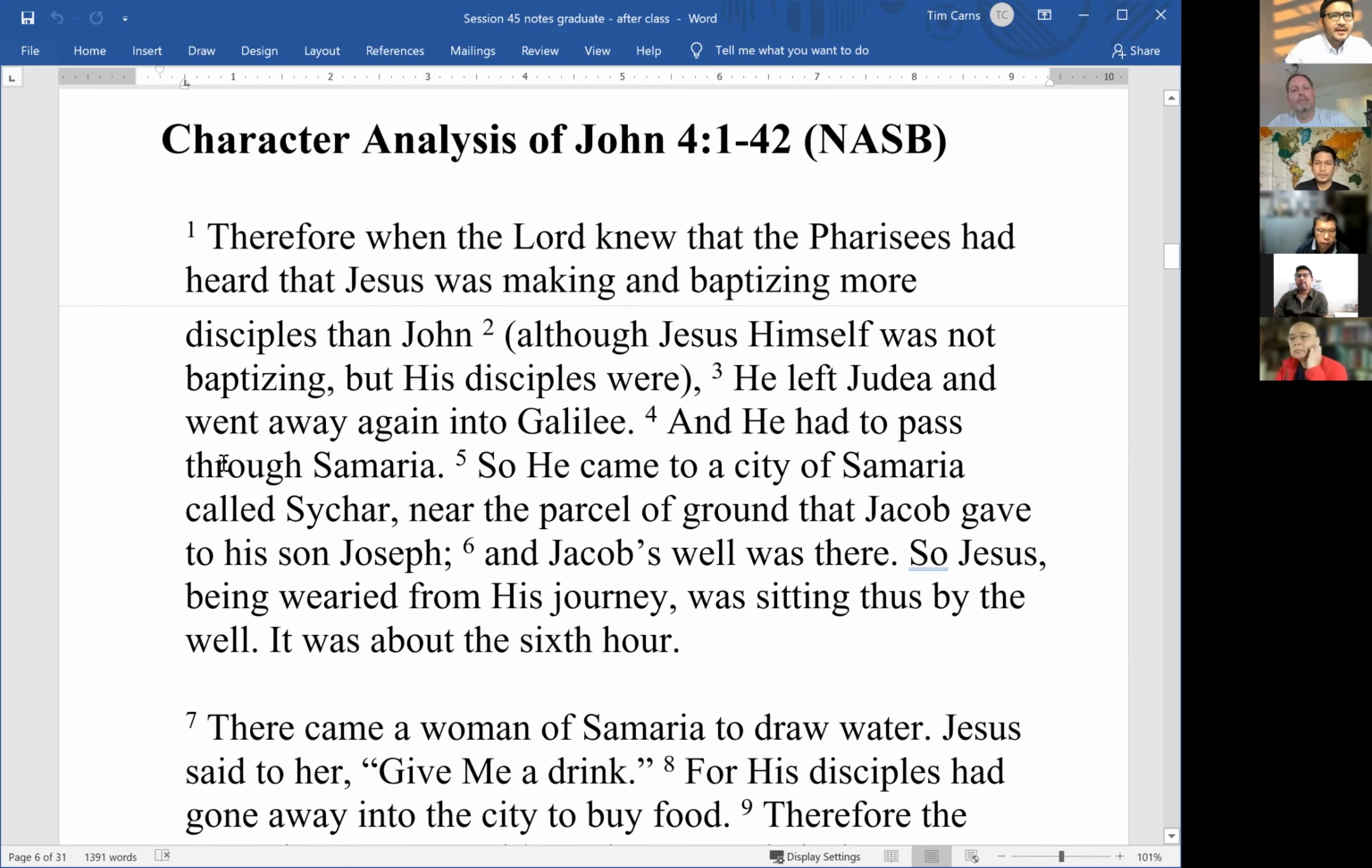Yes, sir. Verse 1, therefore, when the Lord knew that the Pharisees had heard that Jesus was making and baptizing more disciples than John, although Jesus himself was not baptizing, but his disciples were, he left Judea and went away again into Galilee. And he had to pass through Samaria. So he came to a city of Samaria called Sychar, near the parcel of ground that Jacob gave to his son Joseph. Verse 6, and Jacob's well was there. So Jesus, being wearied from his journey, was sitting thus by the well. It was about the 6th hour.